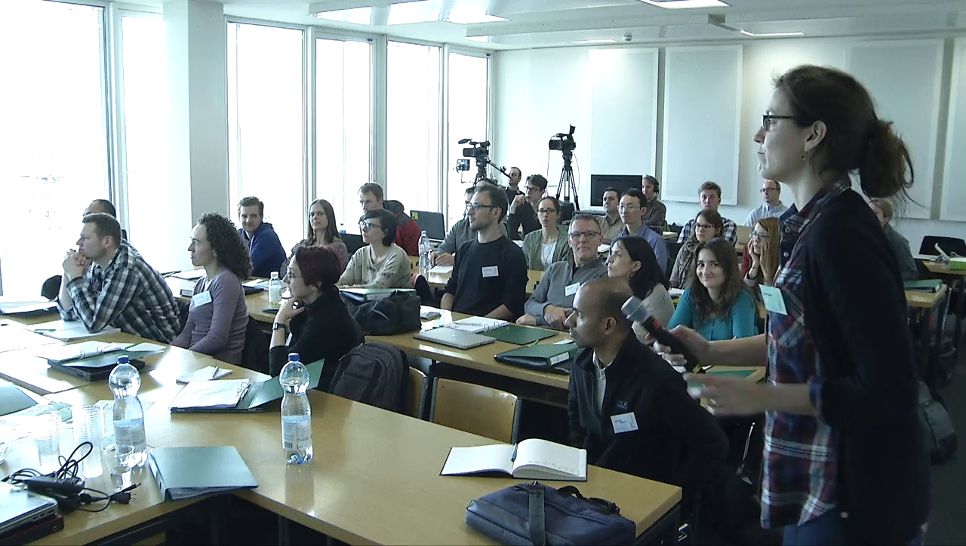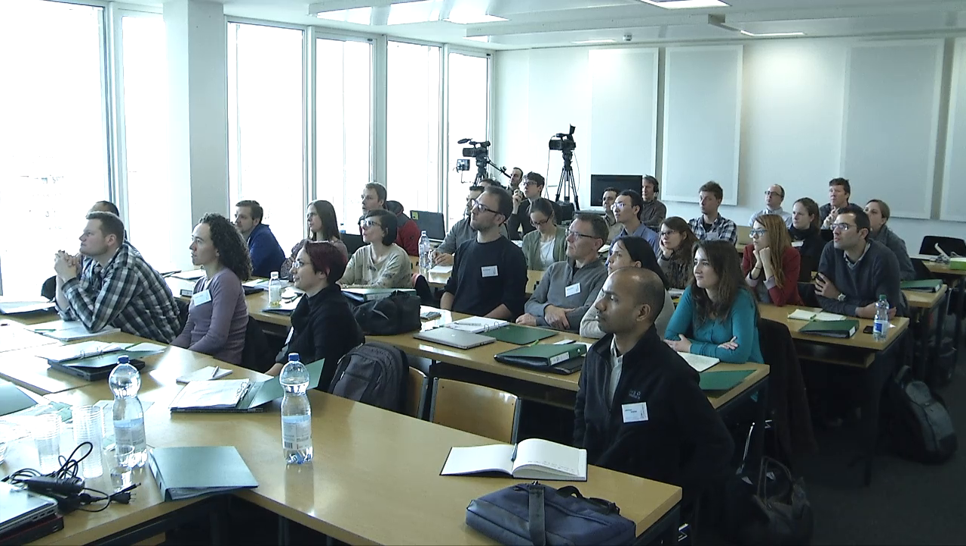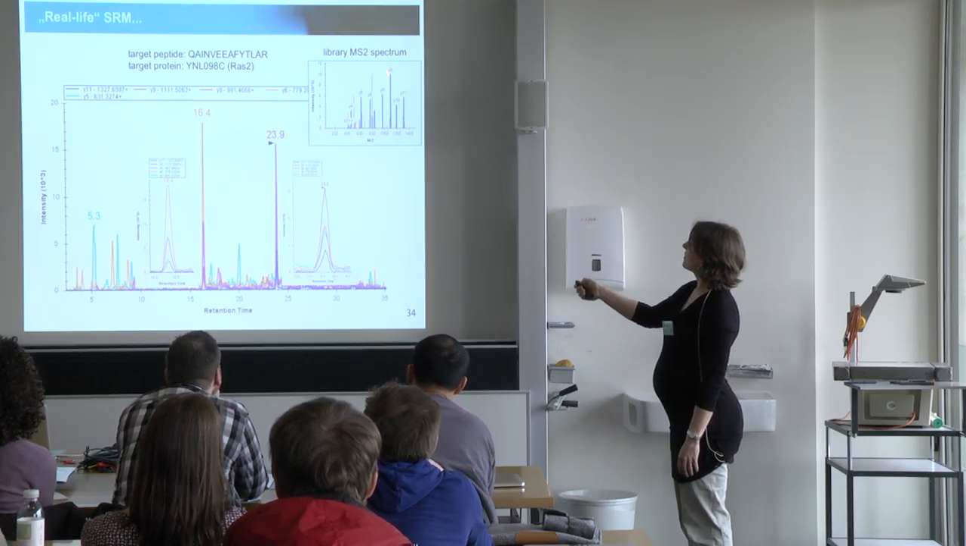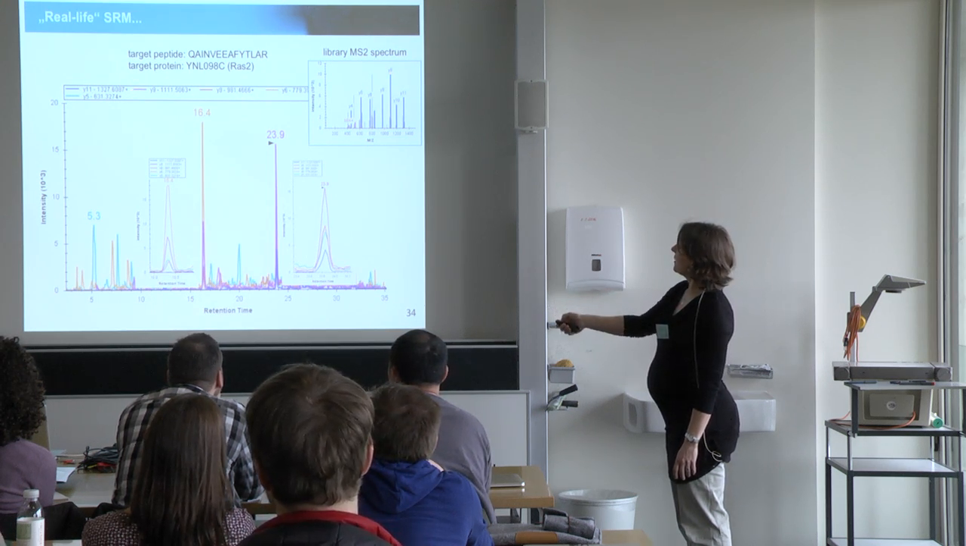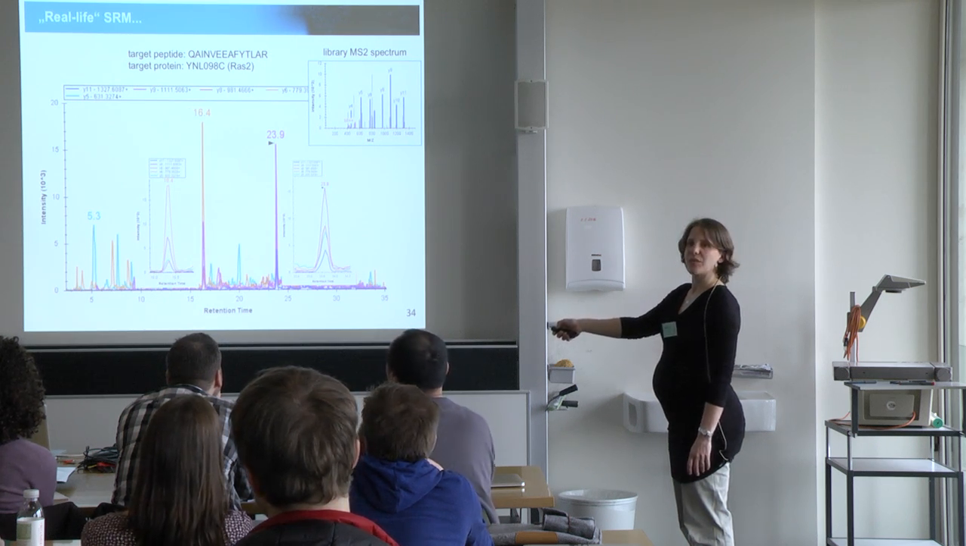I repeat it, so checking the library spectra. Luckily I have a library spectra here for you. That's the MS2 spectra that I used to actually generate this assay. You can see that the most intense transition in the MS2 spectra is the Y9. The Y9 is the purple one. You can see here the purple one is most intense. Here is only the second most intense one.